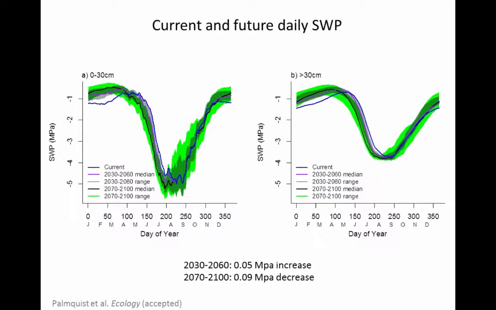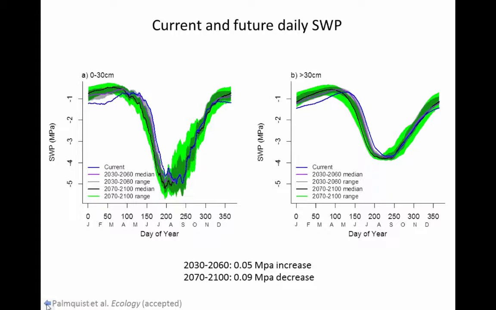This figure is showing soil water potential, and again for top and bottom soil layers. The way you can think about soil water potential is negative numbers tend to indicate increased dryness, so drier soils. So this is a figure that John showed briefly earlier. And again, I want to draw your attention to the fact that during the winter months, the current condition line is below the future predictions, suggesting that soils during the winter in the future will be wetter.